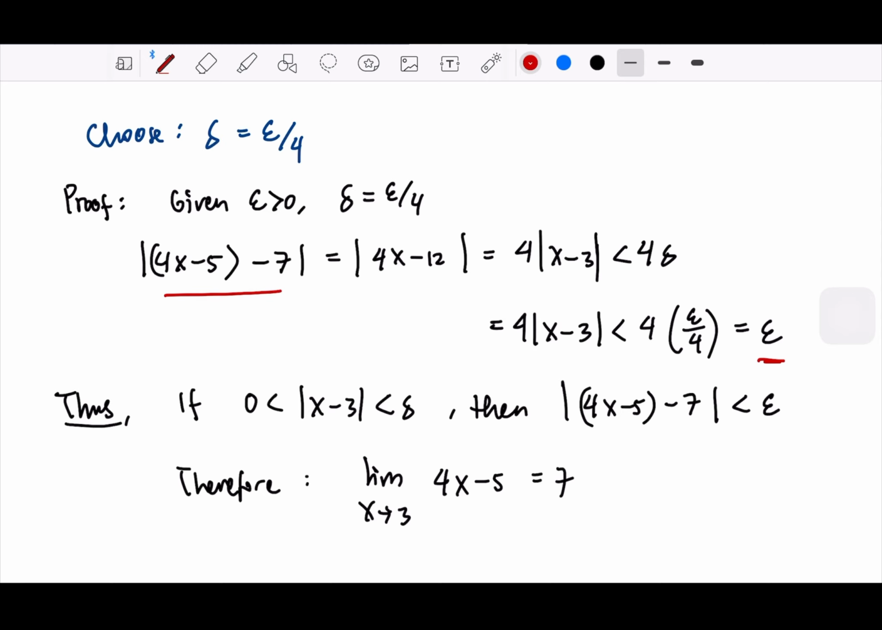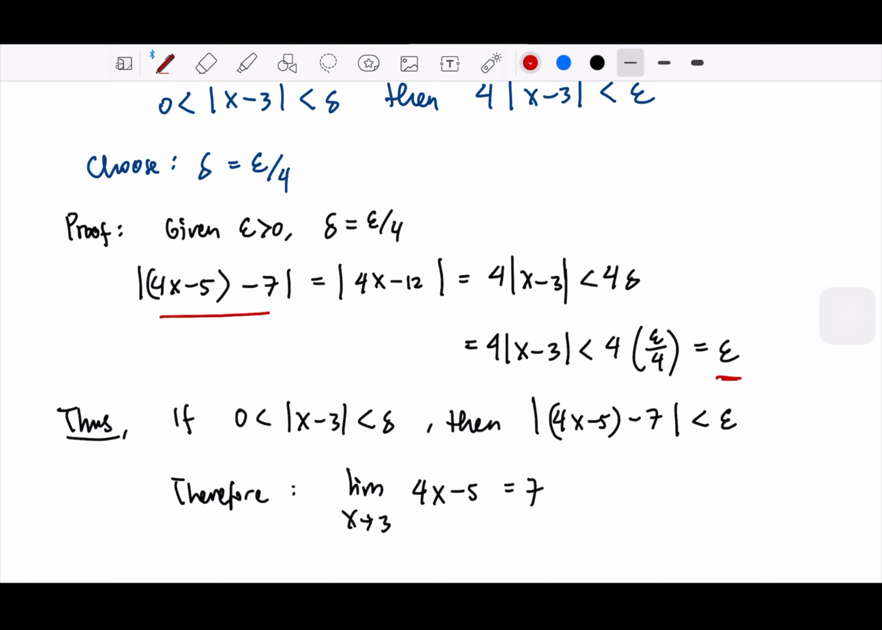This is just to emphasize what you're doing. Or you can also write that by delta equal to epsilon over 4, it is true that this limit is equal to 7, that's also fine. You can write with any words, but what you need to do is find what the delta is, and then use that delta to prove that it is true.